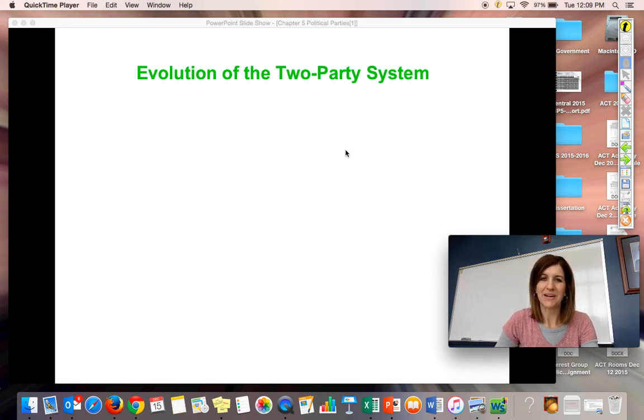We're going to talk about the two-party system evolution. We started it a little bit in class the other day, but we are going to continue with party eras in American history. What we went over previously is political parties, and I gave you that definition. We looked at one-party systems, two-party systems, multi-party systems. We talked about why the United States is a two-party system today.